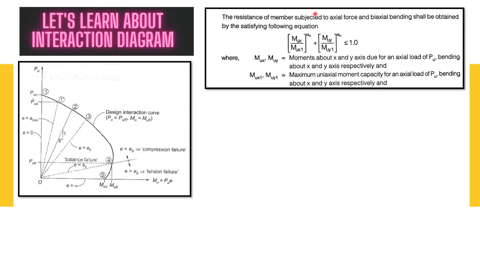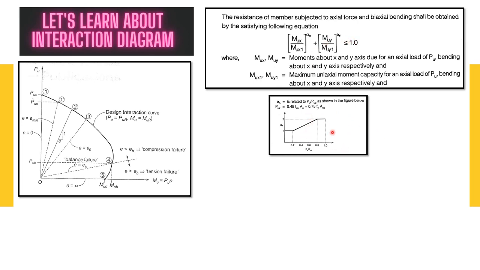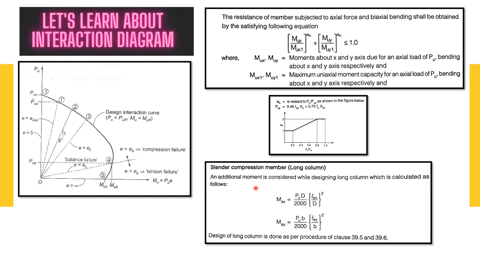The resistance of a member subjected to axial force and biaxial bending shall be obtained by satisfying the following equation, provided in IS 456: (Mux/Mux1) to the power alpha n plus (Muy/Muy1) to the power alpha n shall be less than or equal to 1.0. So the alpha n value shall be as follows. It is related to Pu by Puz, and Puz is nothing but 0.45 fck Ac plus 0.75 fy Asc. This graph represents that if the Pu by Puz ratio is less than or equal to 0.2, then alpha n will be 1.0. If the Pu by Puz ratio is greater than or equal to 0.8, then the value of alpha n will be 2.